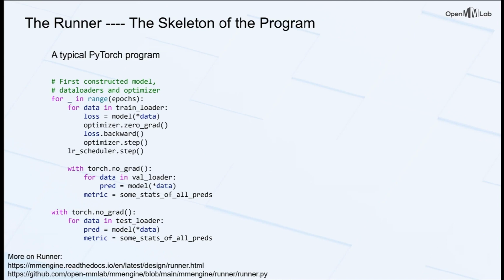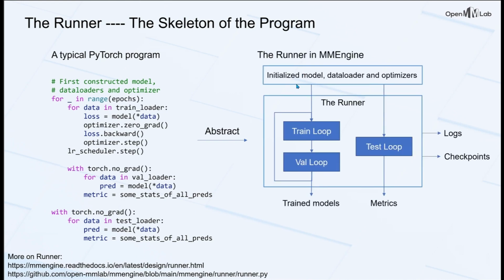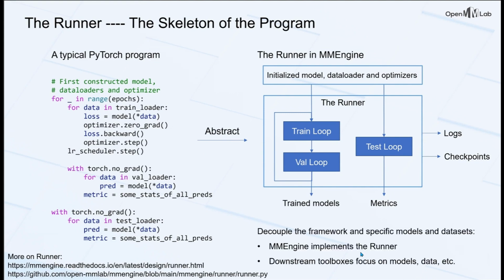This framework is almost the same regardless of the data, the model, and the optimizer, so we abstract this framework into a runner. It will take the model, data loader, and optimizer as input, run these loops internally, and finally output the trained model and the test metrics. With this design, the training framework and the actual implementation of different datasets and models are decoupled. So Engine implements the runner, and the downstream toolboxes will focus on models, data, and other detailed implementations.